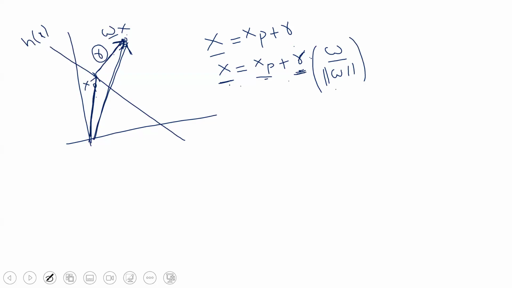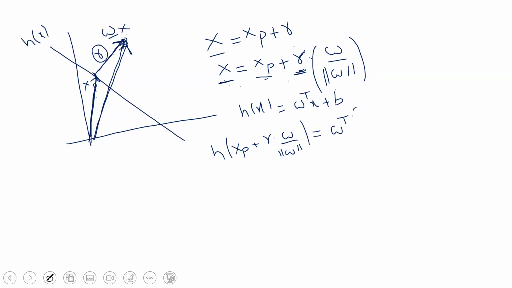So x is a vector, it has direction and magnitude. xp is also a vector, it has direction. r also has a direction now, which is the same as the direction of w. Now you know h of x is equal to w transpose x plus b, right? Now if you replace x with xp plus r into w by modulus of w, I'll replace this in x now.